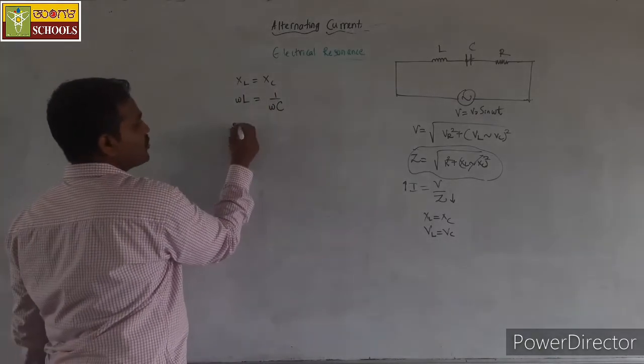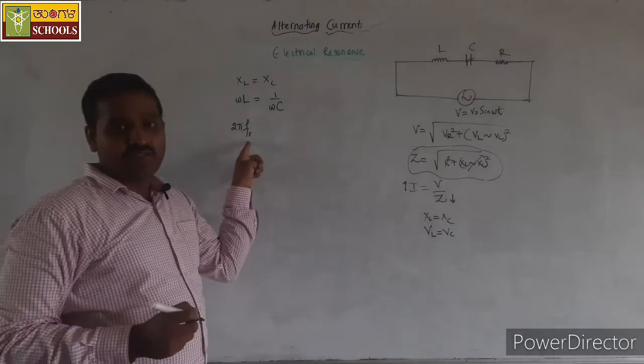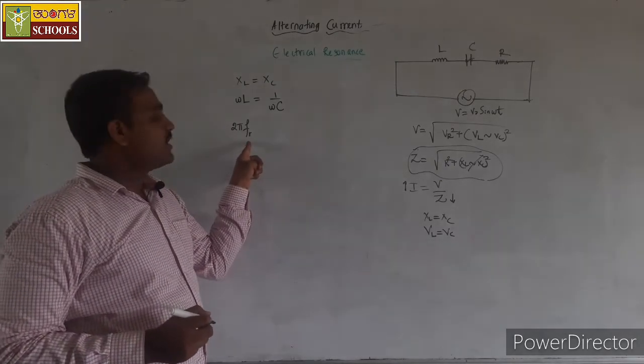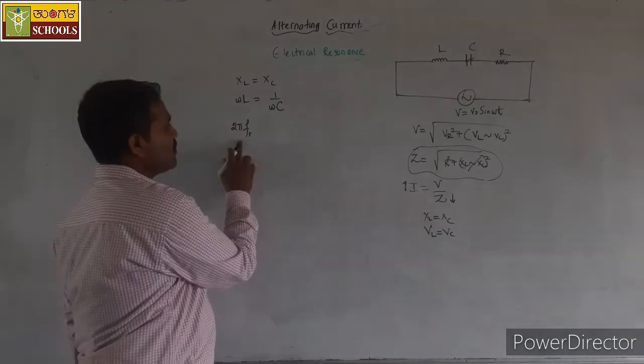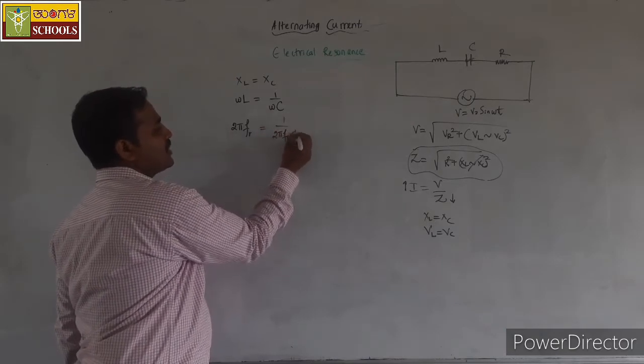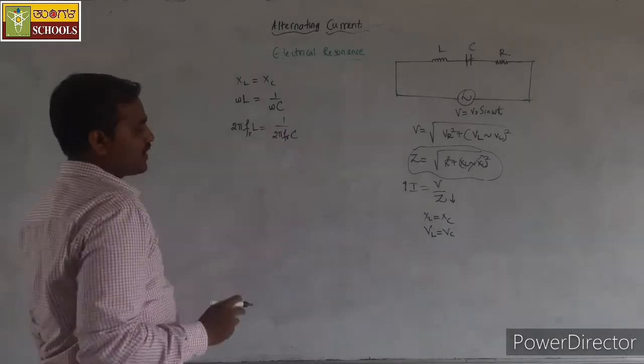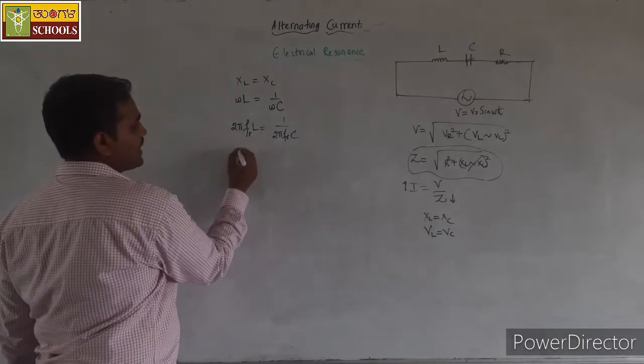Okay, so let me substitute that. I will write it as 2 pi FR. F I am writing as FR to denote it as the resonant frequency. 2 pi FR is equal to what? 1 divided by 2 pi FR into C. So 2 pi FR L is equal to 1 divided by 2 pi FR into C. So these terms I take to the LHS.